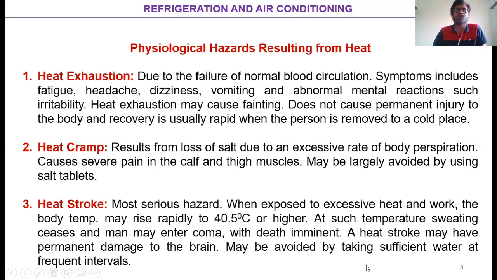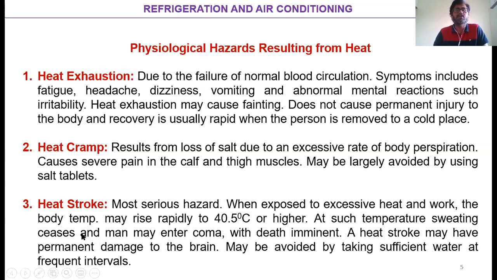The third one is nothing but the heat stroke. Now, as far as the above two hazards are concerned, that is heat exhaustion and heat cramp, the heat stroke is considered the most hazardous or the deadly one. When exposed to excessive heat and work, the body temperature may rise rapidly to 40.5 degrees Celsius or maybe even higher. The severe physical activity done by a person exposed to excessive heat, or in a high atmospheric temperature region, means the temperature may shoot up to 40.5 degrees Celsius or maybe up to 105 degrees Fahrenheit. That may be a fatal one.